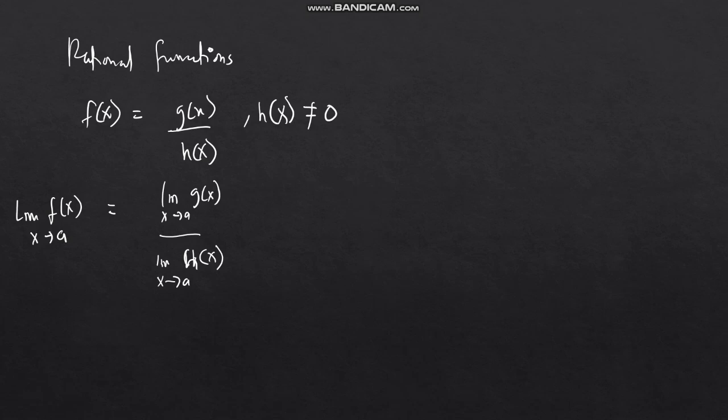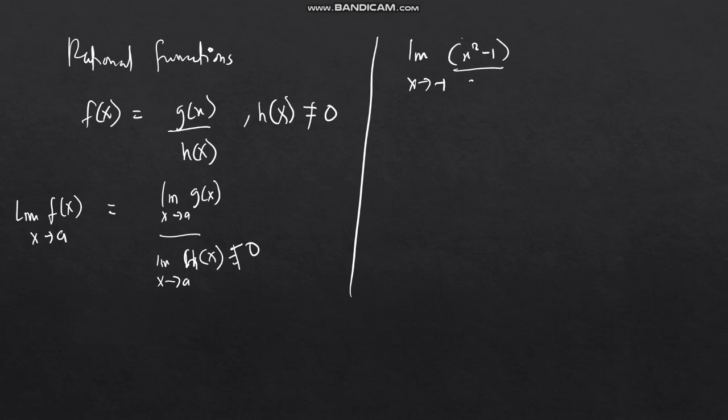And the limit of this one should not be zero. So let's look at some examples. Let's say we have the limit as x approaches negative one of x squared minus one over x plus one.